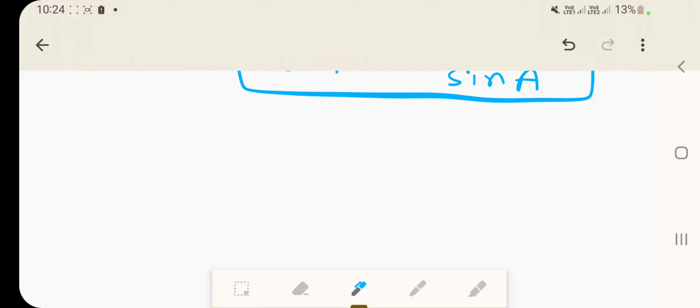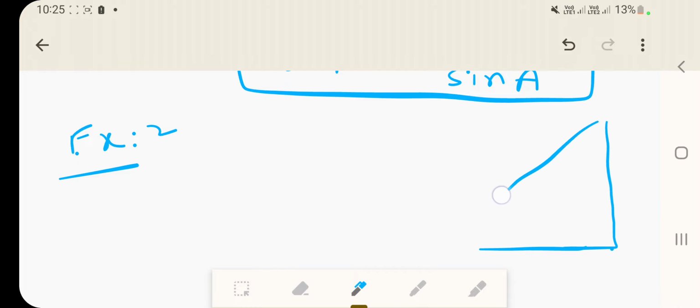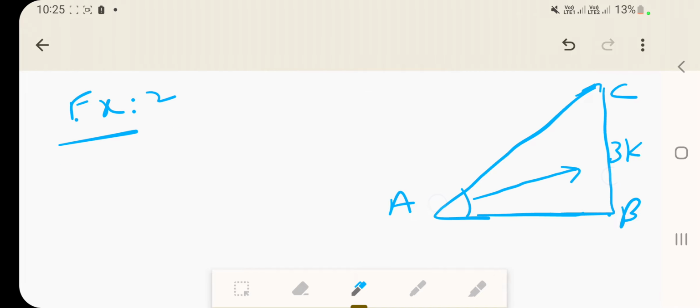We'll see one example problem here to understand the ratio of tan A. So example number 2 for this class. We take the right angle triangle like this, and we have angle A here, and this is B and this is C. The length of the opposite side to angle A, that is BC, and the length of the adjacent side to angle A, that is AB, is 4K.